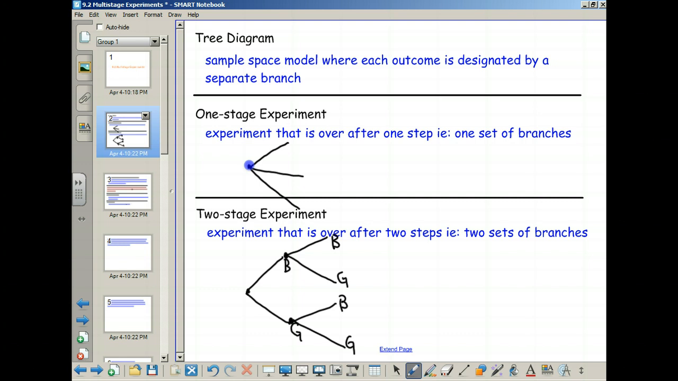And can you picture what it would look like if it were a 3-stage experiment? We just add another layer of nodes at the end of where we are, and we draw 2 more sets of branches off of that for child number 1.